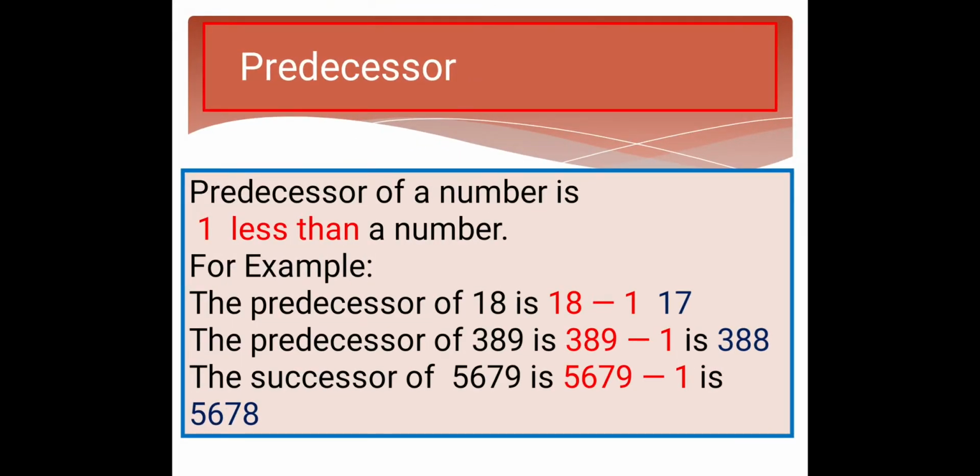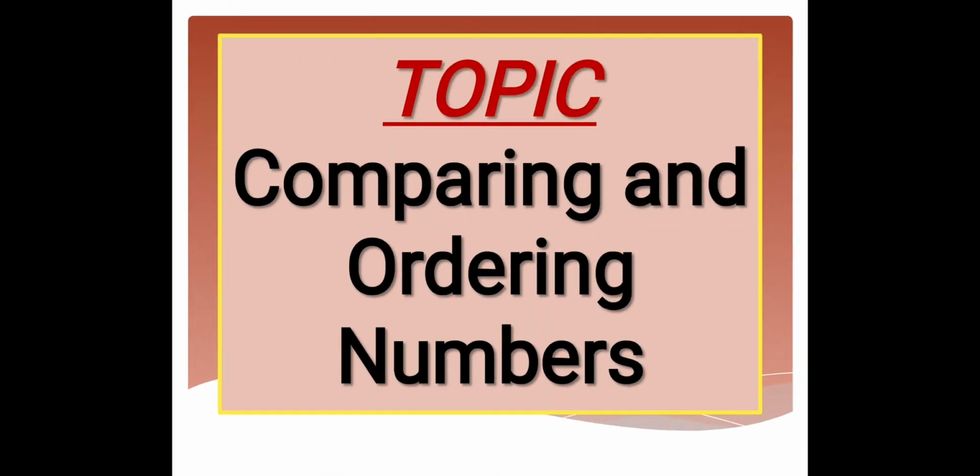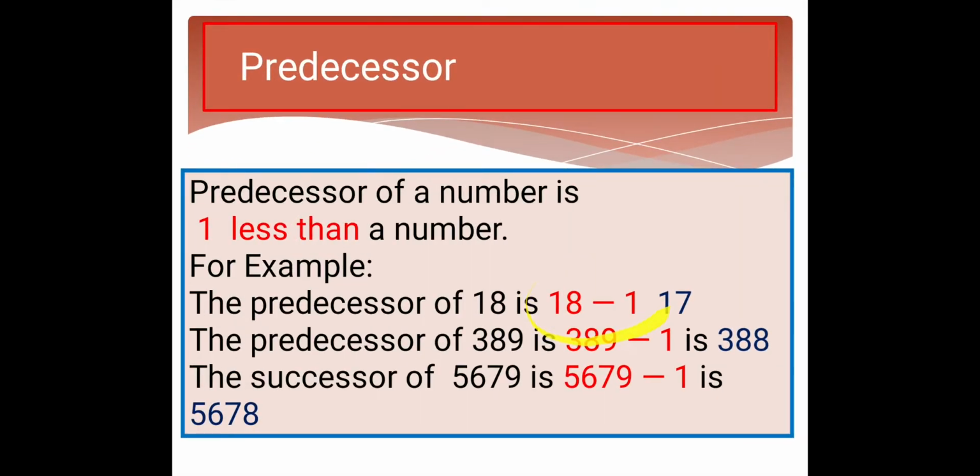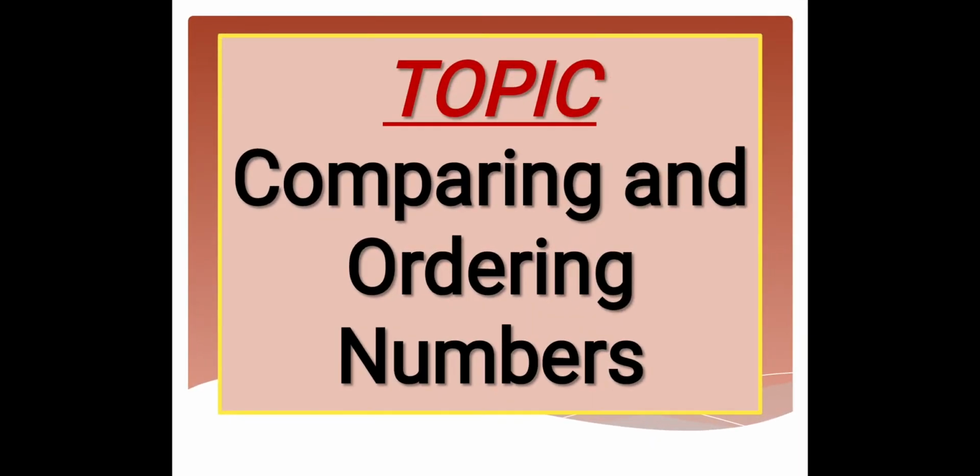Now let us come to predecessor. Predecessor is 1 less than. So when we subtract 1 from the previous number at the ones place, we get the predecessor. So this is 388. This is 5678. So predecessor, we get one less.